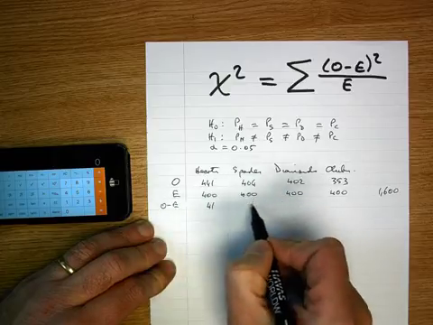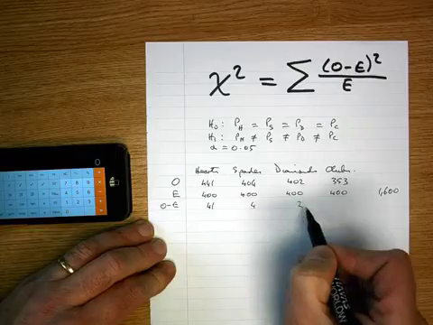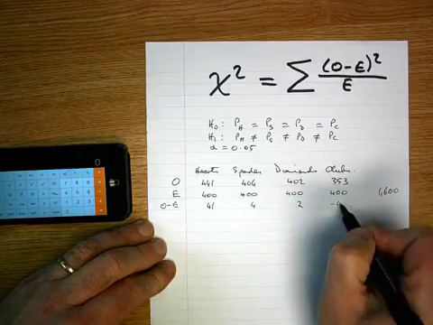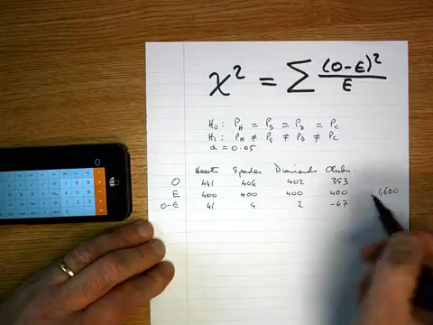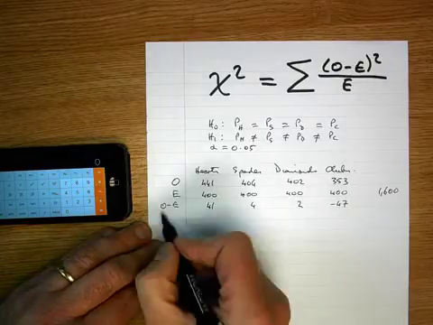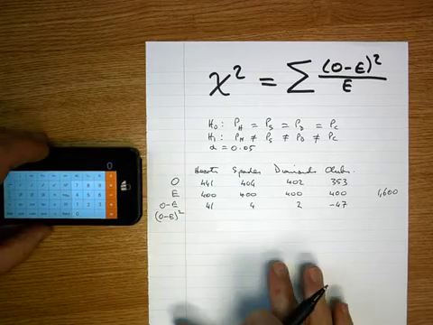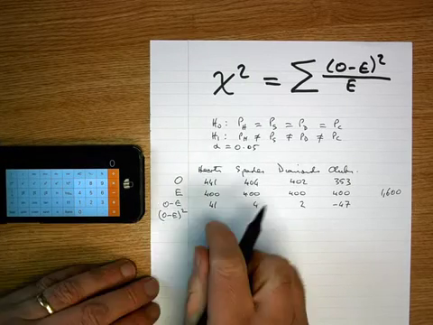404 minus 400 is 4. 402 minus 400 is 2. And 353 minus 400 is minus 47. Next we can see in our formula that we need to square that value, so let's do O minus E squared. So I need my calculator for that. So first of all, it's number 41 squared.